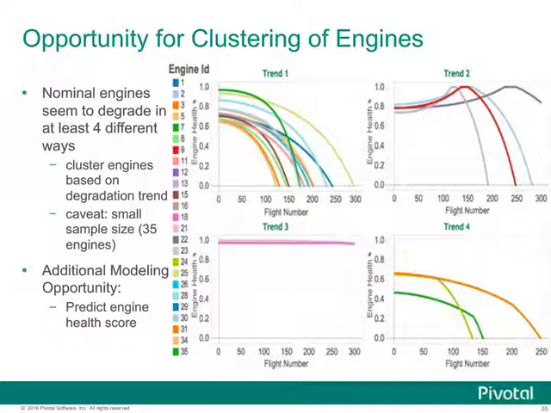Here are some trends that you can see in that previous slide. It looks like there's at least 4 different ways that an engine degrades. And depending on the way an engine is degrading, we might want to use this information to help allocate when and where to use our particular engine or plane that the engine is in. So this is a great opportunity to cluster these engines by the way that they're degrading.